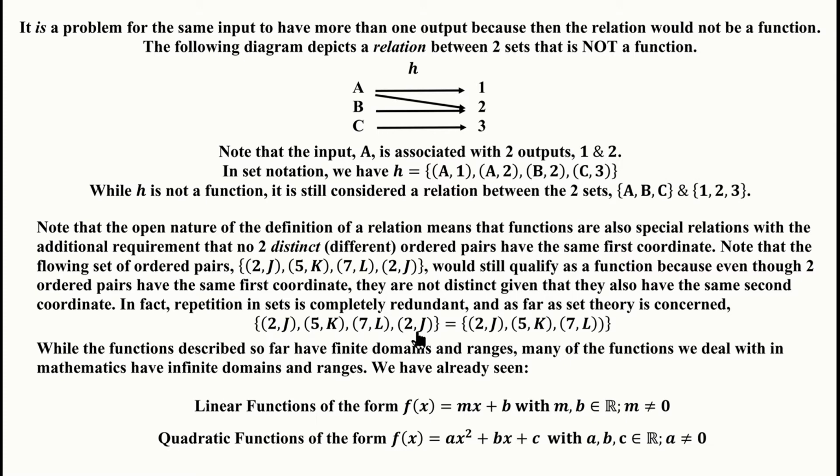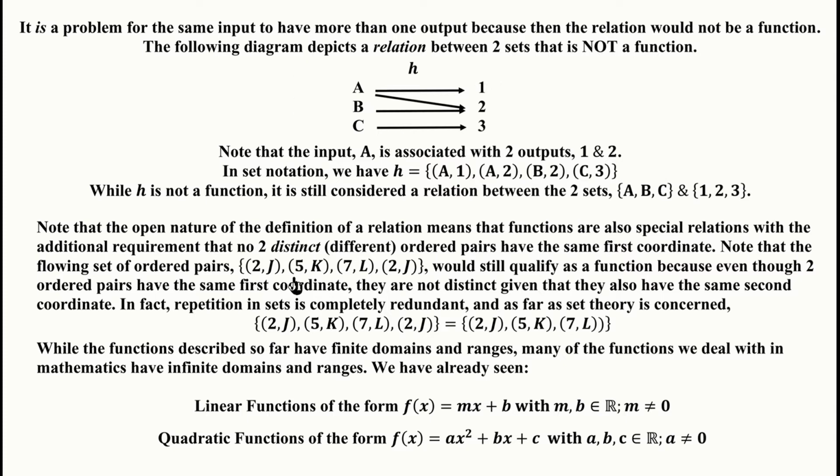So this set is exactly mathematically considered to be the same as this set, where this set of ordered pairs that are identical is only written once. So as far as function test goes, this passes, and this relation here is also a function.